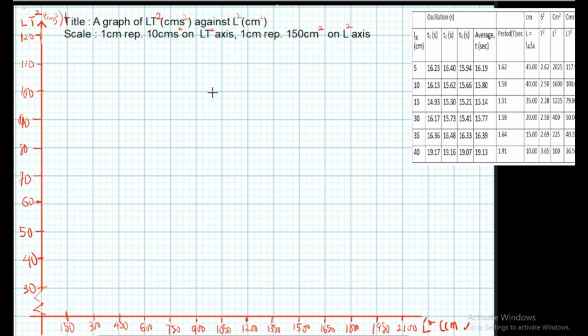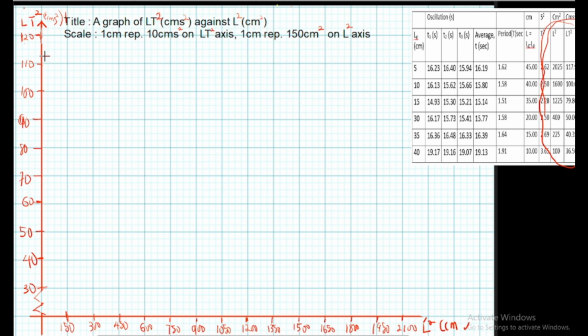Now it is time to plot our points. Remember, we are plotting LT squared against L squared. That's these last two columns. So let's start with LT squared. When we have 117.9, we have 2025. So 117.9 will fall between 110 and 120.